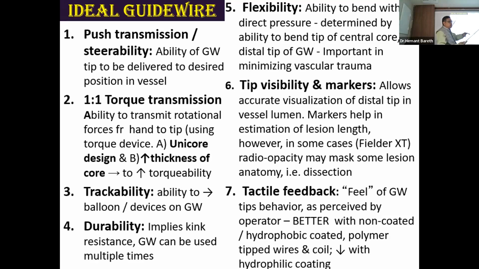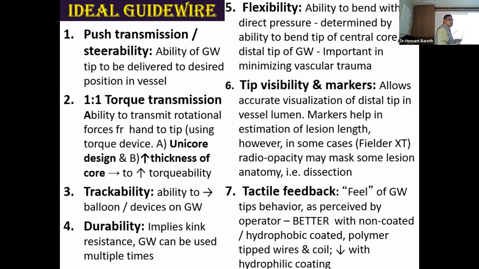It is not that you move, but the wire is not moving. Then it is not torqueable. So it is possible that you want to make the wire enter a branch, but if there is no torqueability, then the wire will not move into the branch. So you require a 1:1 torque transmission.